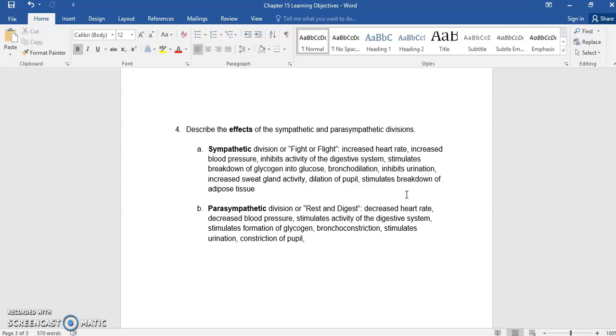Pupils constrict during that time. We don't really need to be as alert and see everything around us. Airways will get a little bit more narrow. We don't need them as dilated or as increased in diameter, because we don't need as much air coming in. So that is our effects.